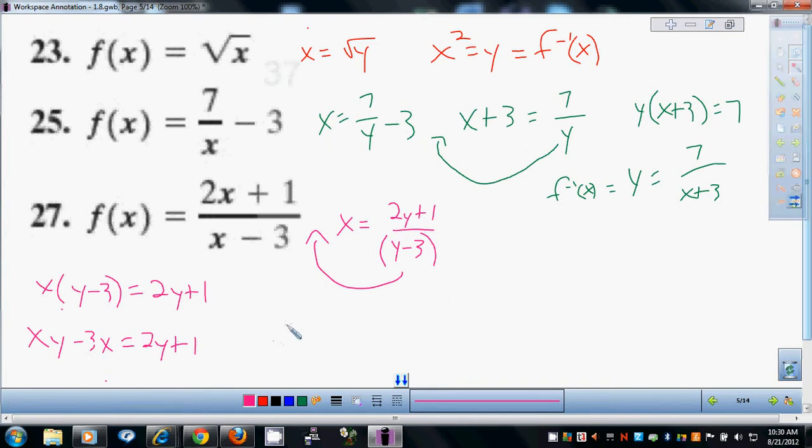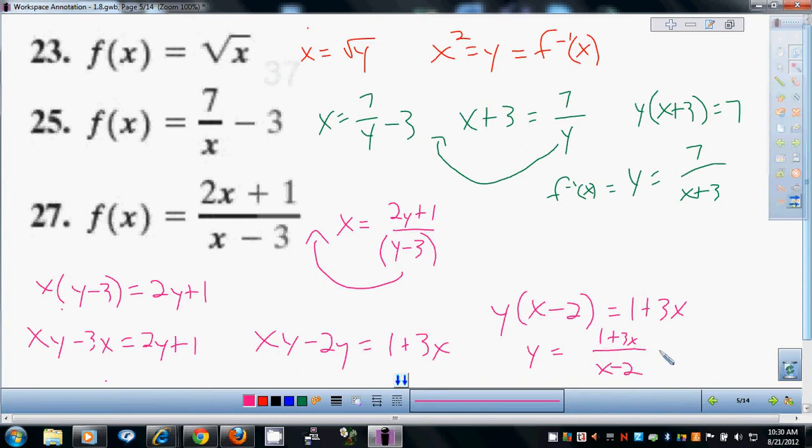Now we're going to move the y's to one side and everything else to the other side. So that becomes xy minus 2y when I subtract it over. And I'm going to add 3x over, leaving me here. Here's the moment of truth. Can I factor a y out of the left? Yes, I can. Now, just like the last problem, all I have to do is divide that over, and we're done. That is our inverse.